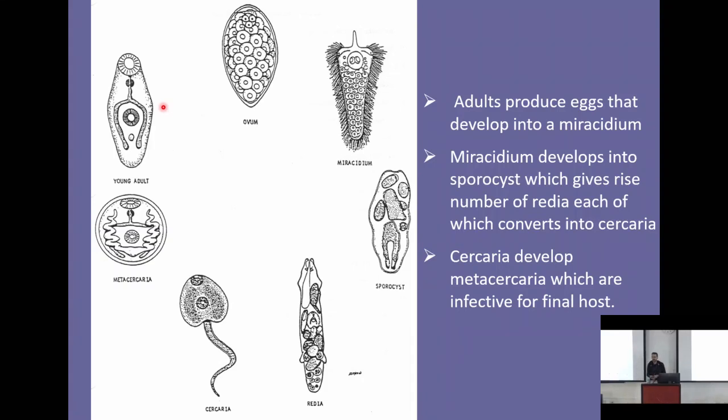Do they lose their tail inside the snail, and the metacercaria comes out of the snail without the tail? The cercaria will come out from the snail. They have a tail. It develops there, but then it comes out with the tail. Yes. And then the tail will be removed, and they convert into metacercaria. Okay.